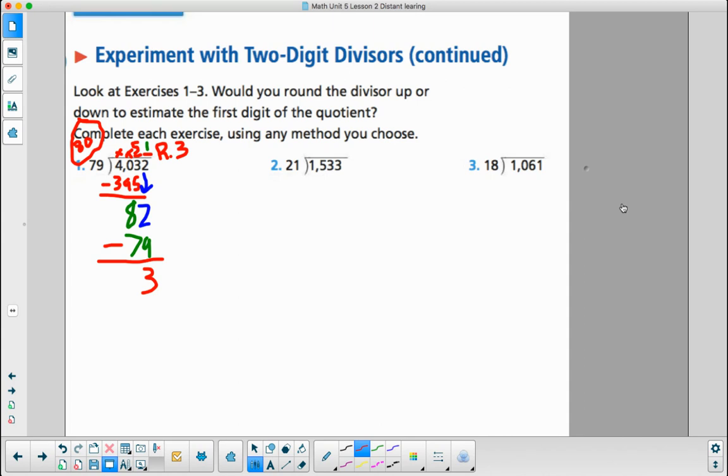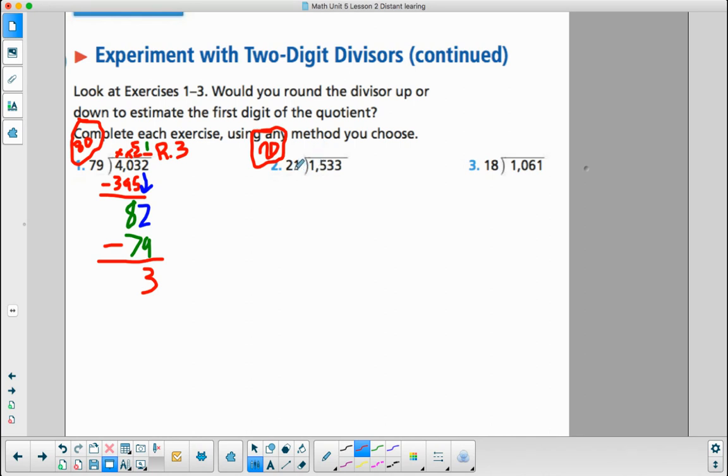Welcome back. You must have just completed number 2 and 3. How did you round 21? Well, that's right. 21 is closer to 20. So I'm going to think of it as 20. Why is 20 easy to divide by? Because really I'm just dividing by the 2.